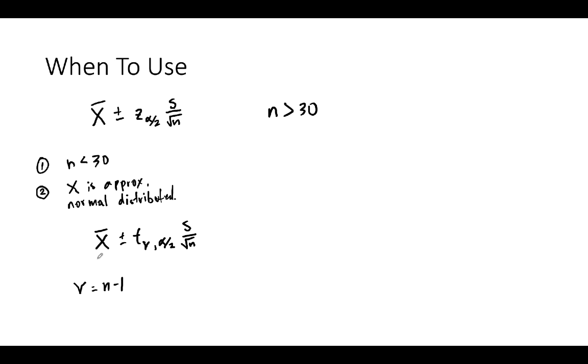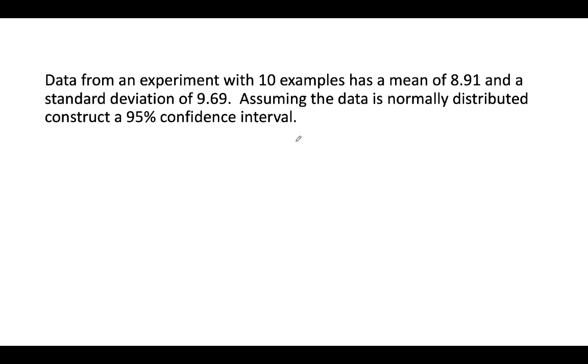All we need to worry about is how we find a confidence interval when we have a sample size less than 30. So let's do an example of that. We have an experiment. We know there's only 10 examples. Sorry for the extremely general question here, but we just want to get straight to the data and how to construct the confidence interval.